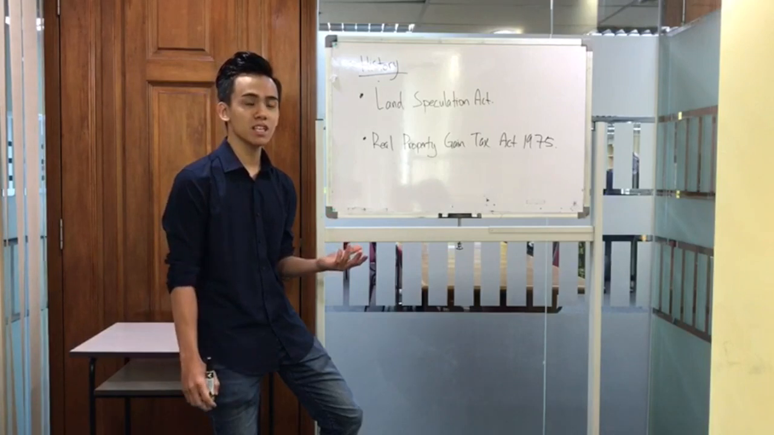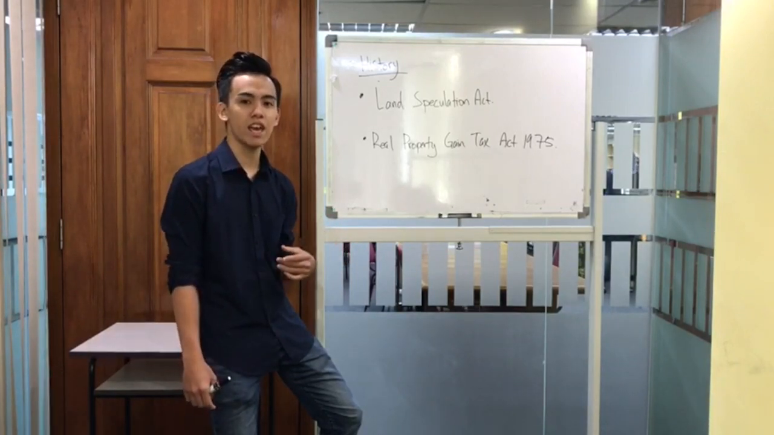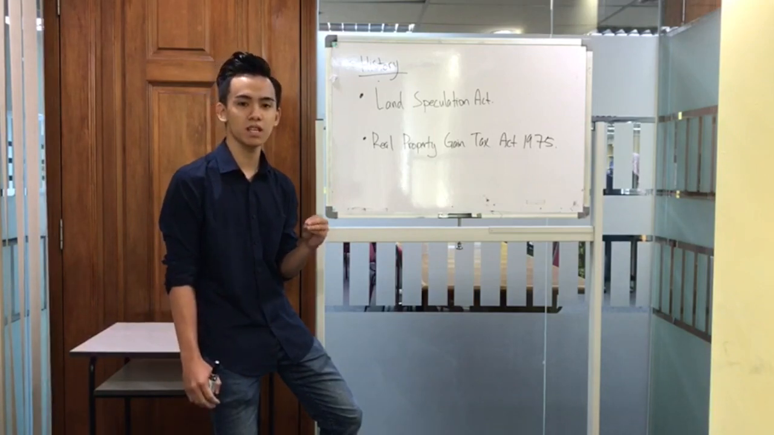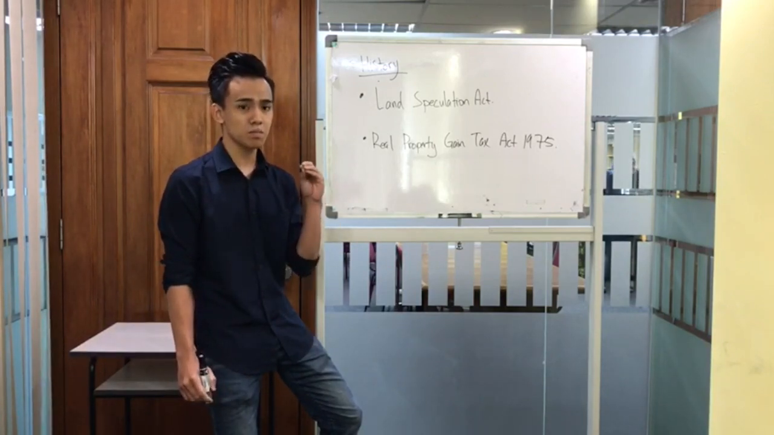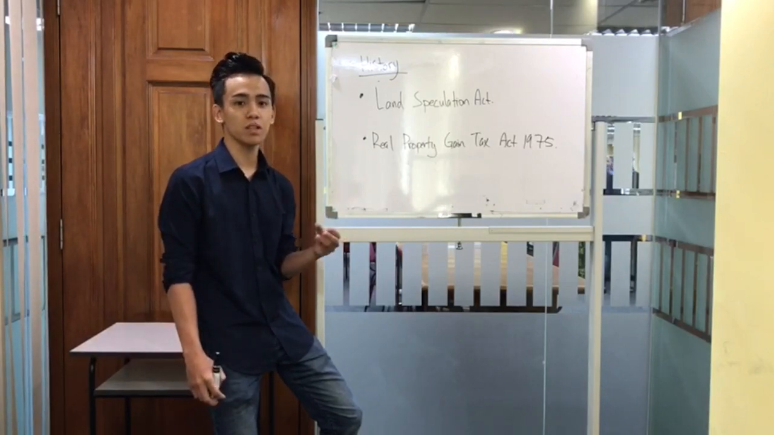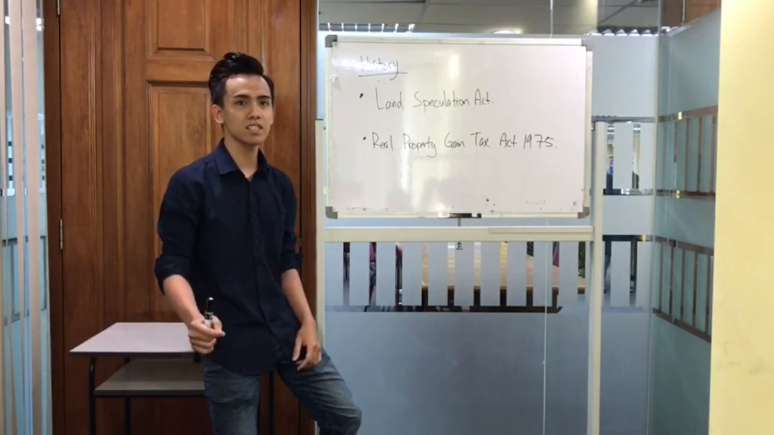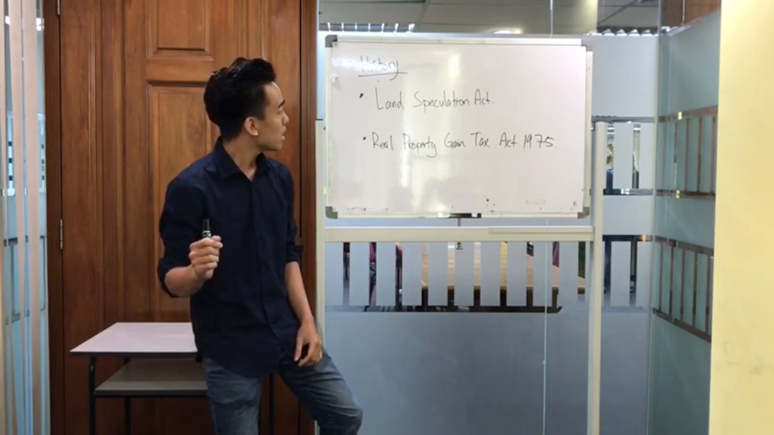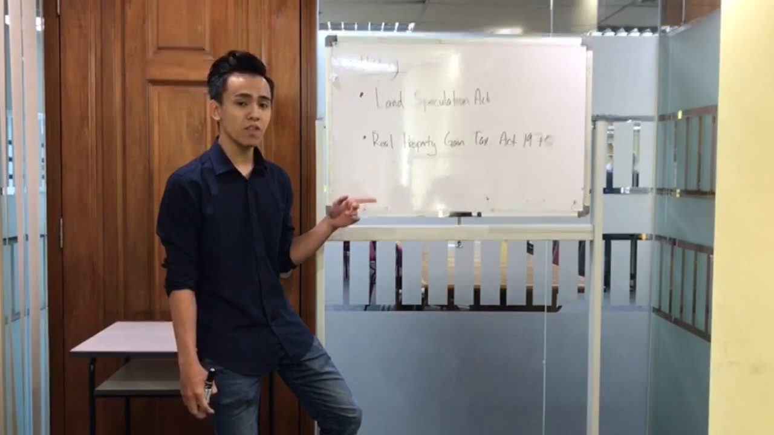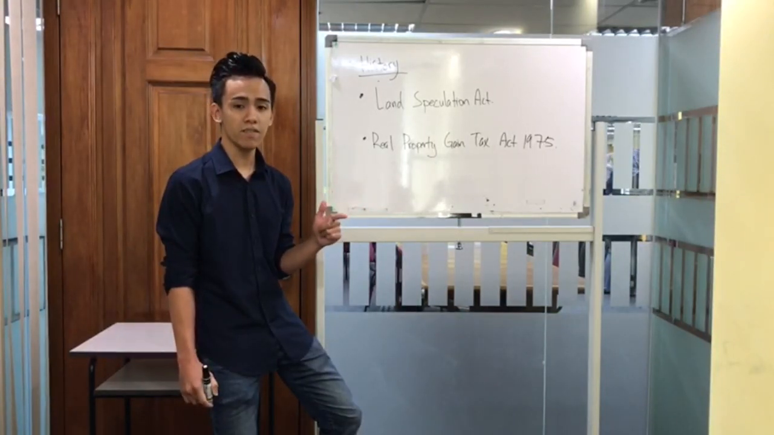I'm going to present the history of the Real Property Gain Tax. Before Real Property Gain Tax was introduced, there was the Land Speculation Act. The tax rate of land speculation was 50% of the chargeable gain. After this, the land speculation tax was repealed because the tax rate was high. Then the Real Property Gain Tax was introduced. It became effective on 7 November 1975.